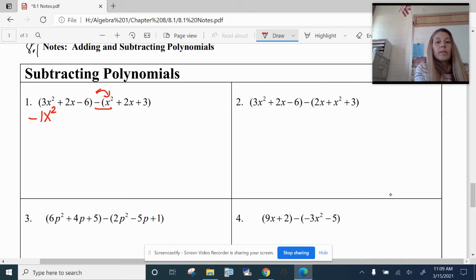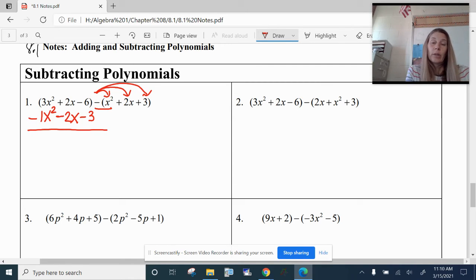But now I'm subtracting this 2x. So don't write plus 2x here. You have to write minus 2x. And then I'm subtracting this 3. So again, I'm going to write minus 3. So if you do that, when you rewrite it and stack it up and put the like terms together, then it's the same thing we just did on the other page.